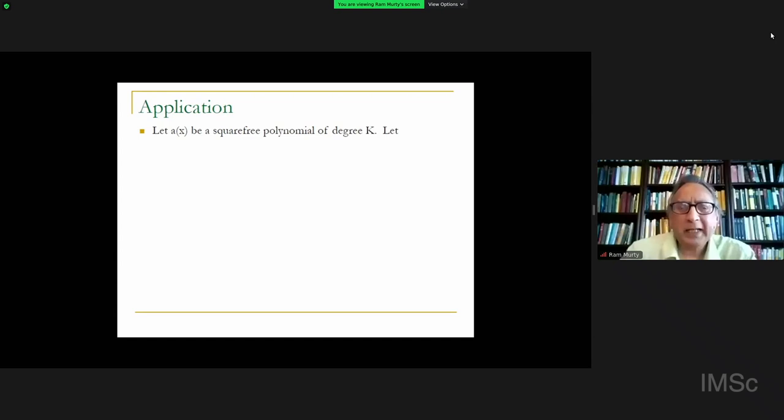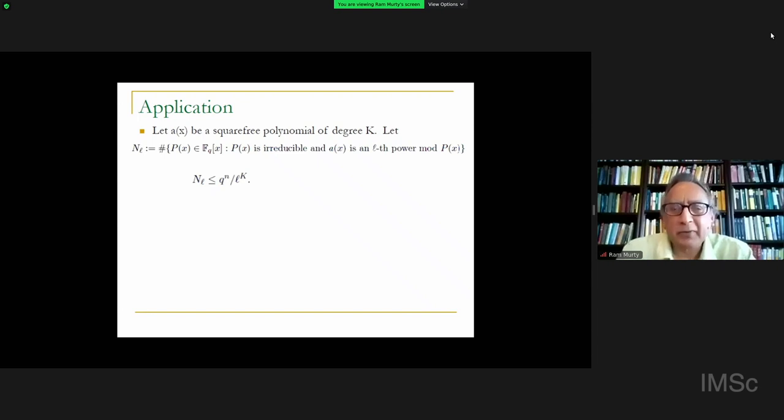An application of this is, if you have a square-free polynomial of degree capital K, you may want to count how many irreducible polynomials are there such that A of X is an Lth power mod P of X. And I just want to present a neat application of this. The number of such polynomials is, I should have said something else. I should have said P of X has degree N, sorry. P of X has degree N. So how many such polynomials are there? N sub L is bounded by Q to the N divided by L to the K, where K is the degree of A of X.